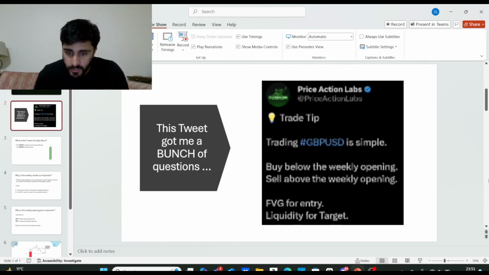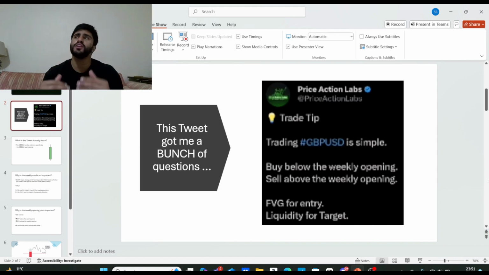Trade tip. Trading GBP USD or even Euro USD is simple. We want to be buying below the weekly opening and we want to be selling above the weekly opening. Fair value gap for entry, we target liquidity. So we're simply trading liquidity and fair value gaps, but we're pairing this with the weekly opening price and the weekly candle. This works fantastic on Euro USD and GBP USD specifically.